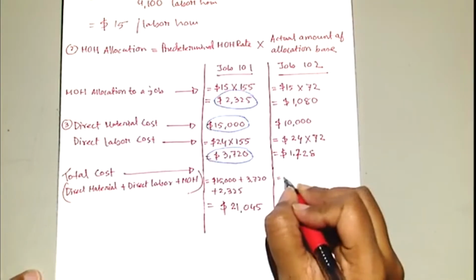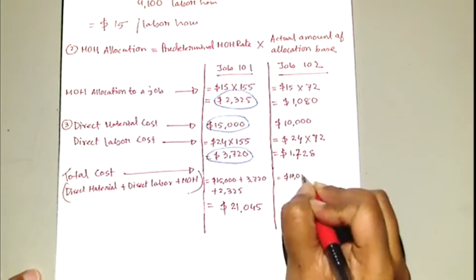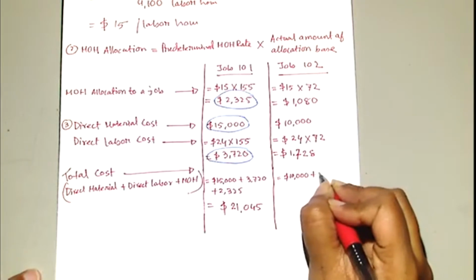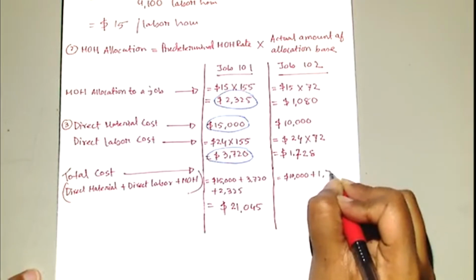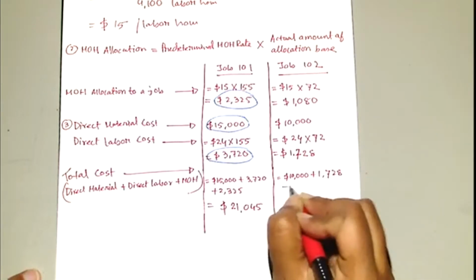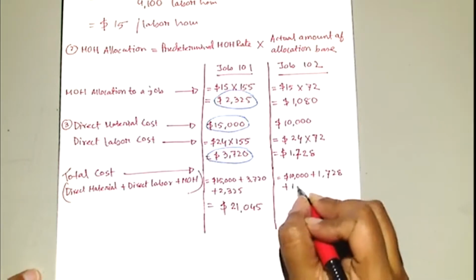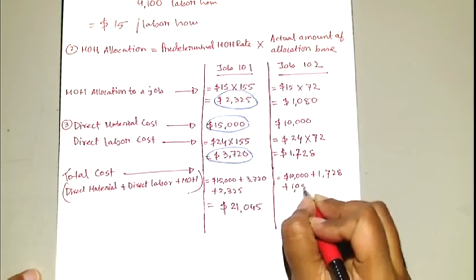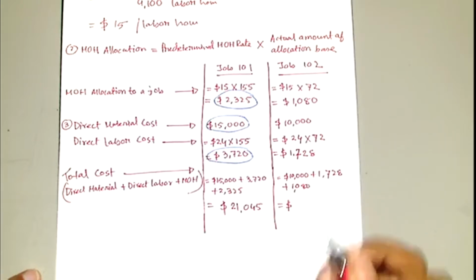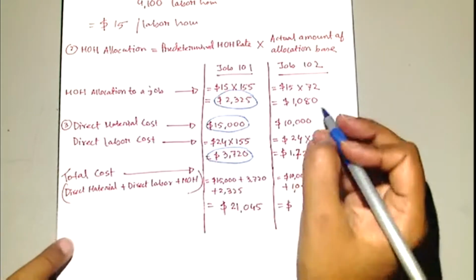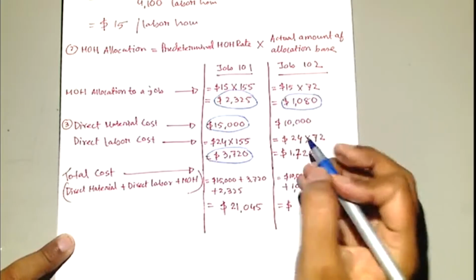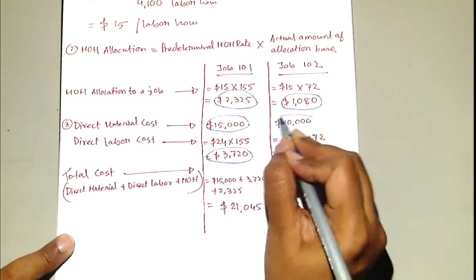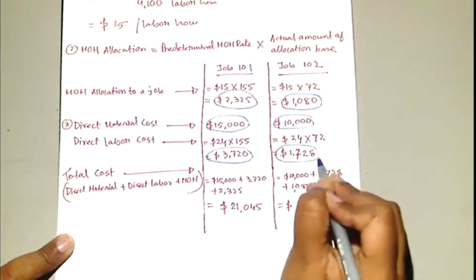So I have our material cost $10,000. I'm going to add labor cost, which is 1,728. And we have our manufacturing overhead, which is 1,080, which gives you the total cost. Total cost means 3 types of cost: your material cost, your labor cost, your overhead cost.